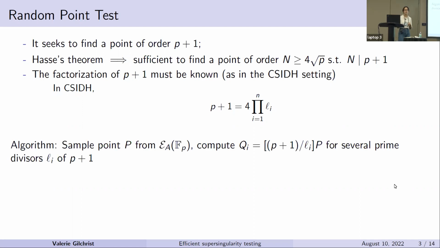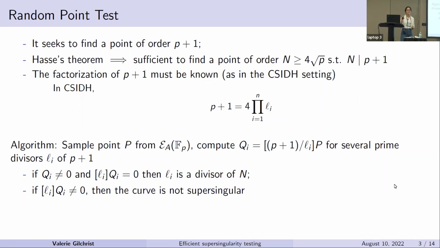In the algorithm, we take a random point P from the curve as defined over FP, and we compute the scalar multiple qi, where we compute (p plus 1) over li times P, for one of these small primes. What we check with each qi is first that qi itself is not 0, so that we can get a definitive answer here. Then we check that li times qi gives us 0. If it does, then we necessarily know that li is a divisor of n, the order of P.